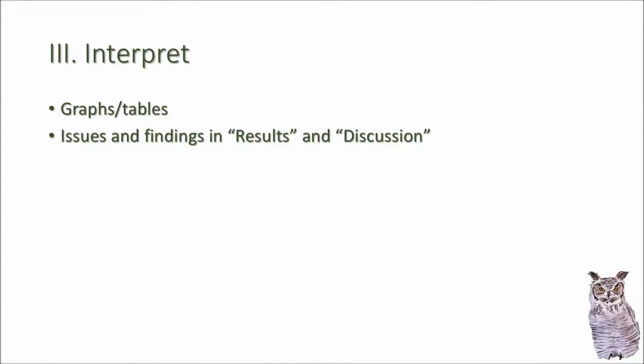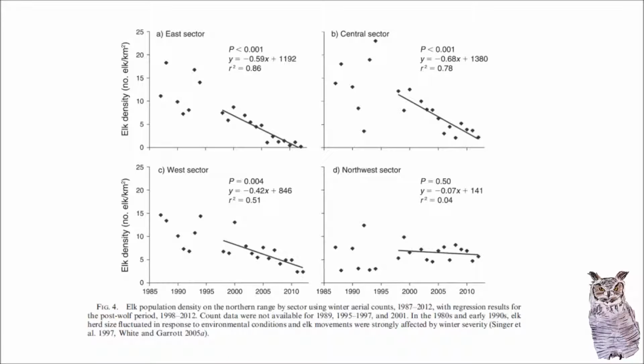The third step is to try to interpret the graphs and tables and figure out how they relate to the issues and findings that can be found in the results and discussion sections. Here's an example of a figure showing 4 graphs from the paper we've been looking at. Look at how the y-axis and x-axis are both labeled. Read the caption to try to understand what the graphs are stating. This is all a part of data analysis and trying to get it straight in your head as to what these authors are talking about and finding out about.